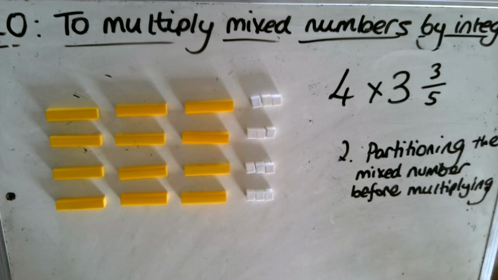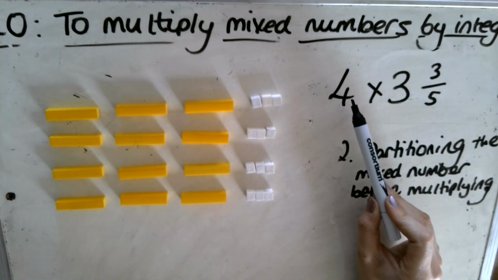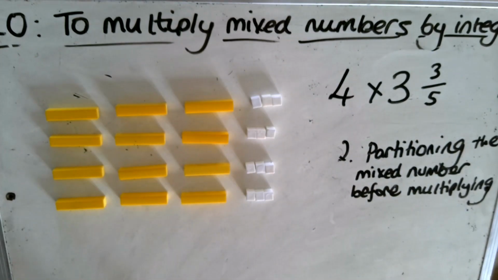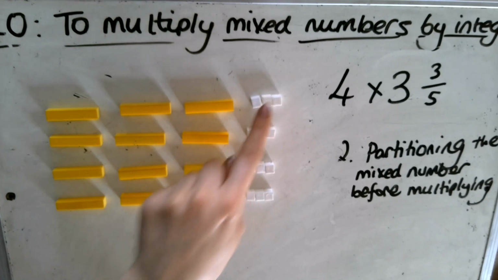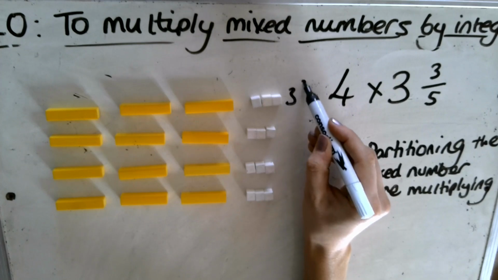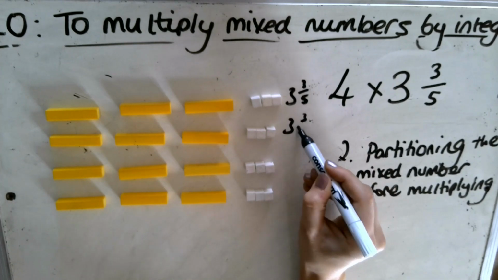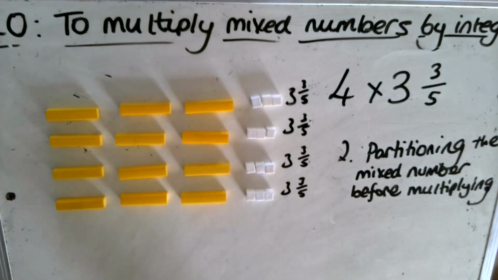Okay, our final example today is 4 multiplied by 3 and 3/5. Now this time I've inverted my numbers so my integer comes first, but it's still the same method. I'm just showing you that sometimes it can be the integer before the mixed number. It's the same process. So here I've got 3 and 3/5 4 times. I have 3 whole and 3/5 here, 3 whole and 3/5 here, and 3 whole and 3/5 here.